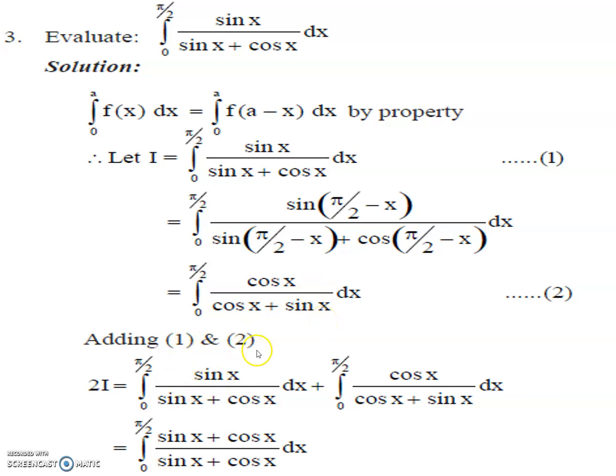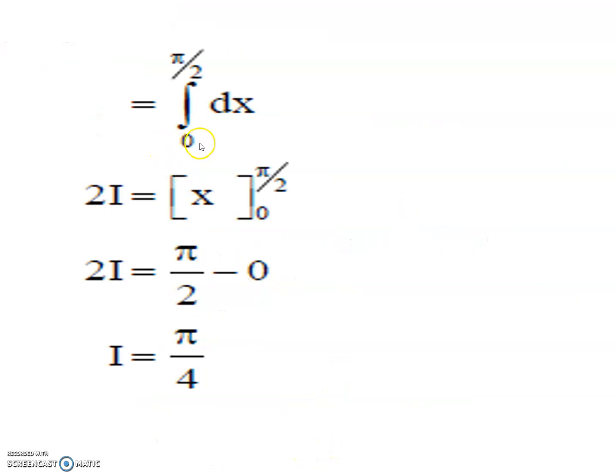Adding first and second, we derive 2I is equal to integral from 0 to pi by 2 of sin x upon sin x plus cos x dx plus integral from 0 to pi by 2 of cos x upon cos x plus sin x dx. We have to add both the equations because the denominator is the same for both and the limits are the same. That's why integral from 0 to pi by 2 of (sin x plus cos x) upon (sin x plus cos x) dx is equal to integral from 0 to pi by 2 of dx.